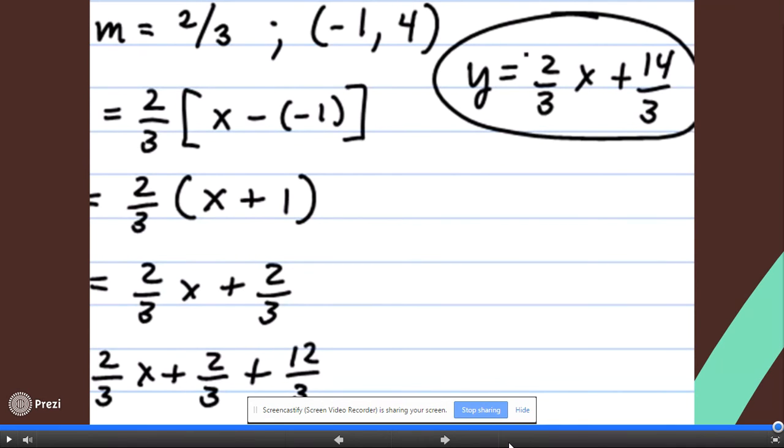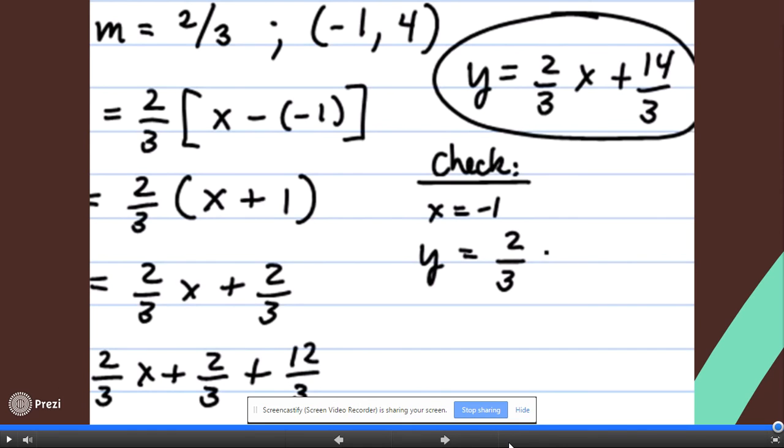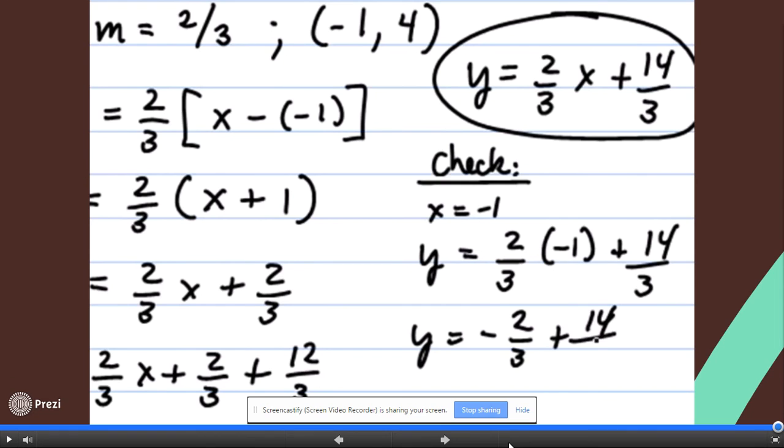Again, we can check because the slope here is obviously 2/3, matching our original question. We just need to verify that if x is negative 1, we really do get 4 for y. Simplifying, we do see that we get 12/3 for y, which is 4, completing the check.